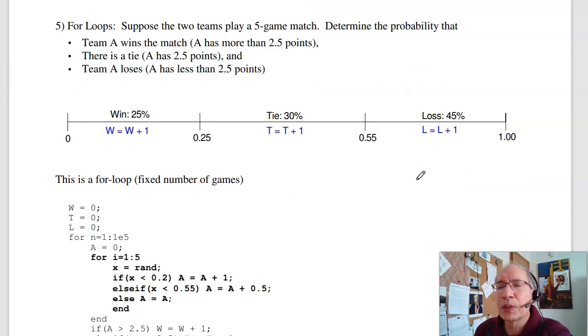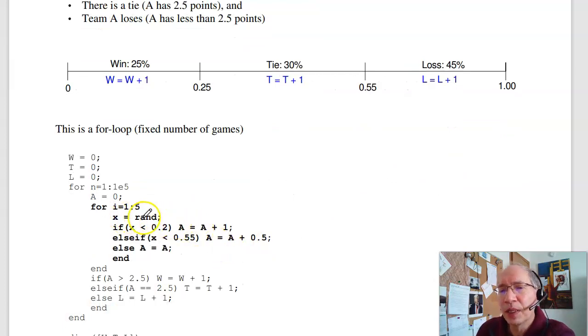So what I'm going to do is play a single game. I'll pick a random number and then check: did I win, tie, or lose? On a win, I'll add a point. Tie, I'll get half a point. It's like a baseball score, and no points for a loss. Repeat 5 times. That's the for loop.